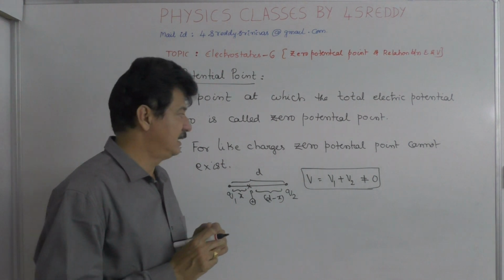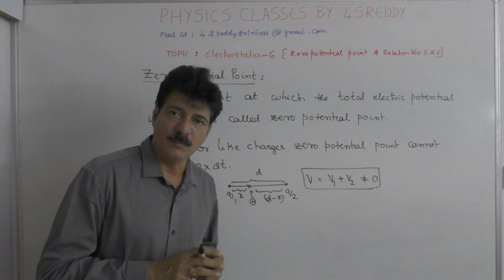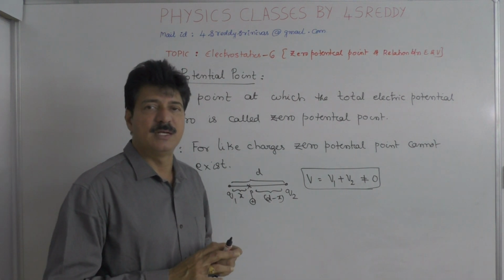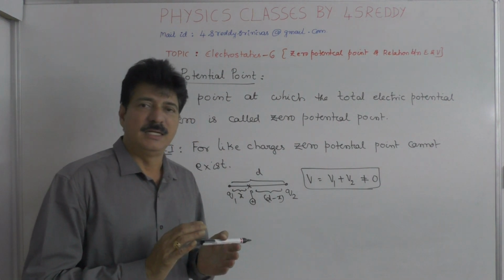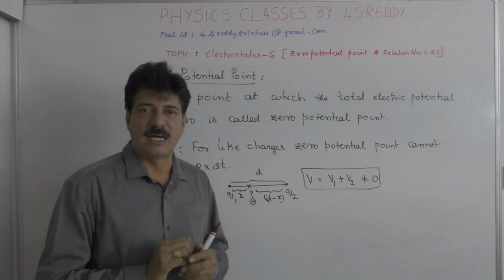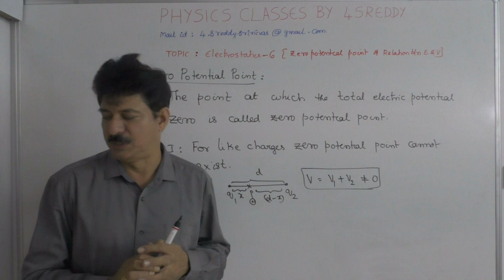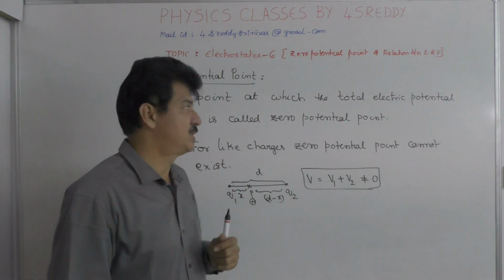But whereas in case of unlike charges, the zero potential point can exist at 2 points. One is in between the line joining the two charges, and another one is outside the line joining the two charges. And what are the expressions for it?